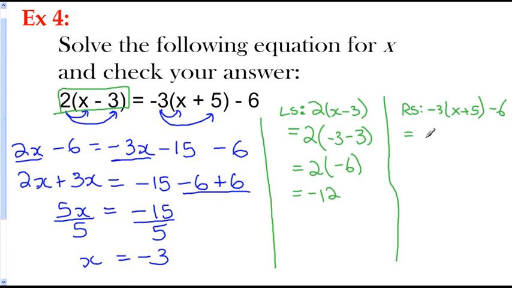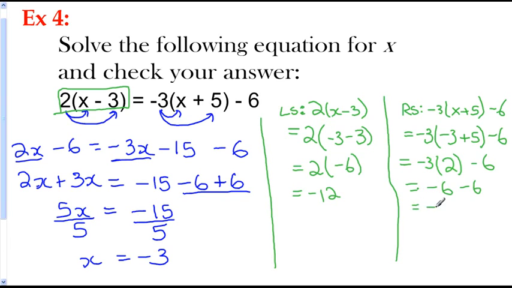Now on the right side, let's do it and hope we get negative 12. So negative 3 for x plus 5 minus 6. So here we get negative 3. I can do what's inside the brackets first, which is negative 3 plus 5, which is positive 2, minus 6. So we get negative 6 minus 6, which gives us negative 12. So the left side is equal to the right side, so we know that this is the correct solution.